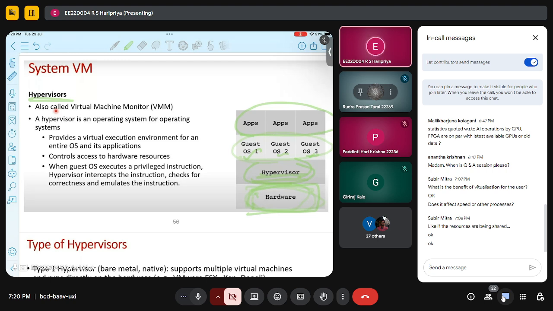So the guest OS executes the privileged instruction. The hypervisor intercepts the instruction and checks for correctness, then emulates the instruction on the underlying hardware.